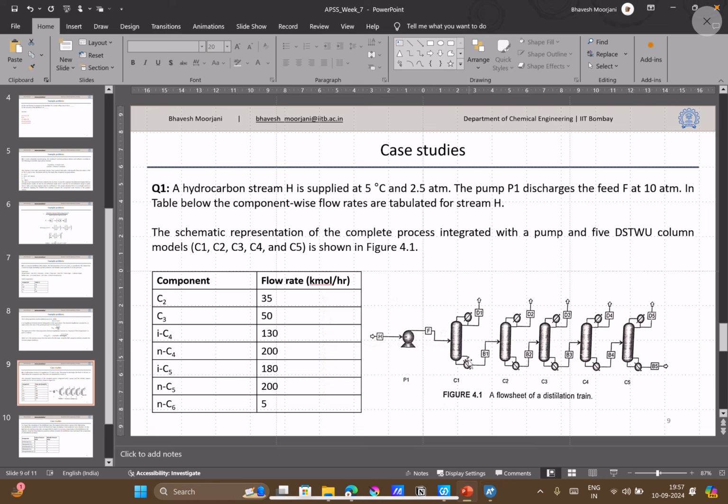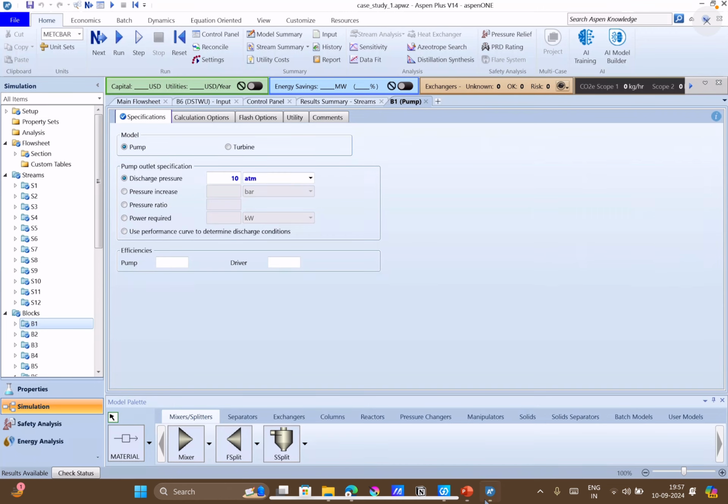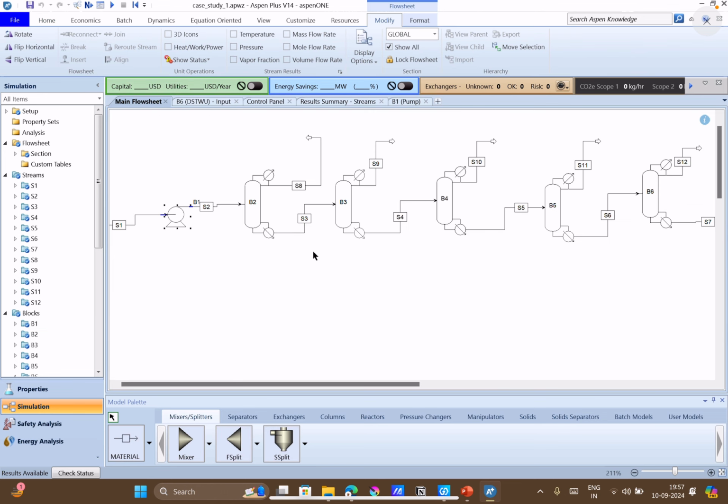After that, for all five distillation units from C1 to C5, these are the DSTWU units, as you can see here.